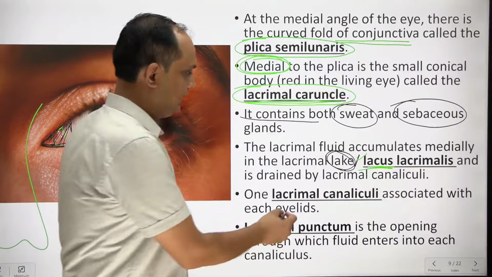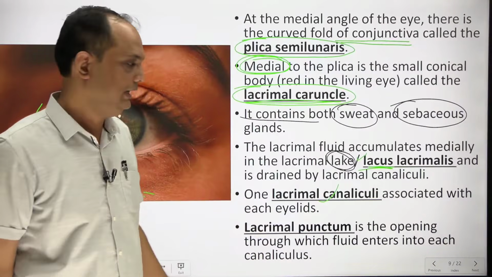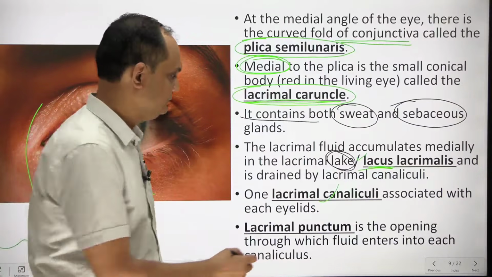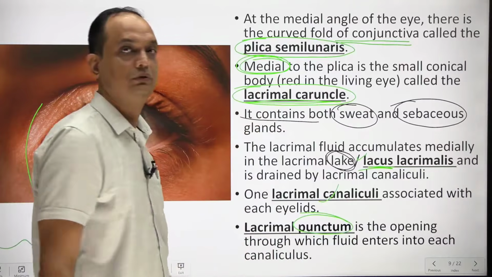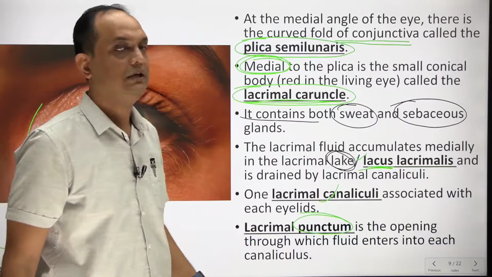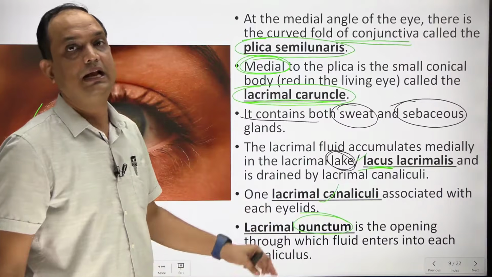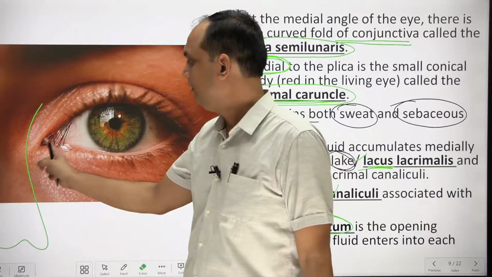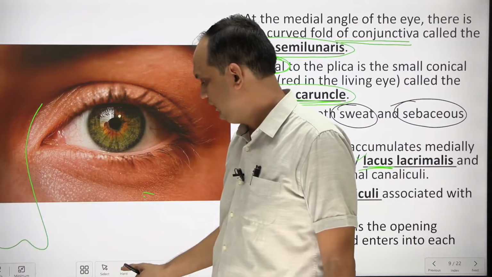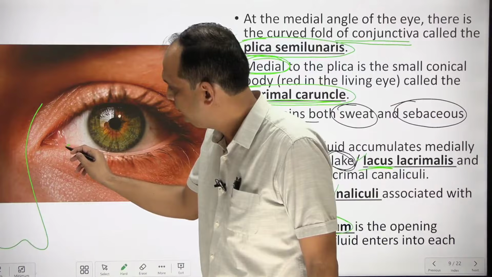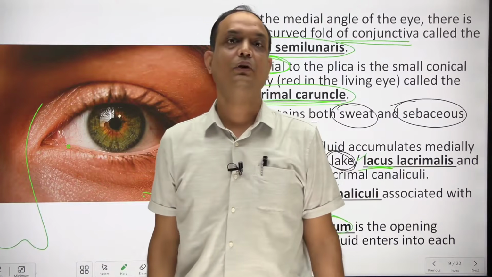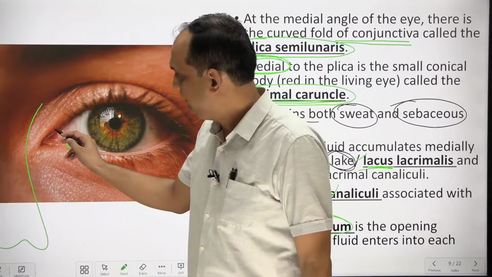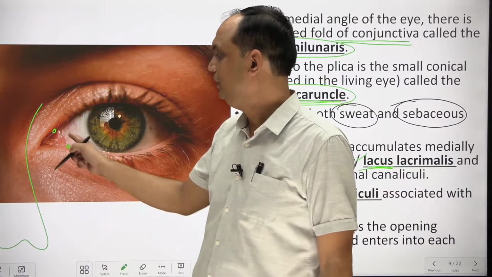So there are two canals, one for the upper eyelid and one for the lower eyelid, and the canals opening into your eyelids are known as puncta. What is that? Puncta. The lacrimal puncta is the opening through which the fluid enters into the lacrimal canaliculi. On this medial part you are able to appreciate a very small fine foramen, and that is known as the lacrimal puncta. These lacrimal puncta are related to the upper and lower eyelid.